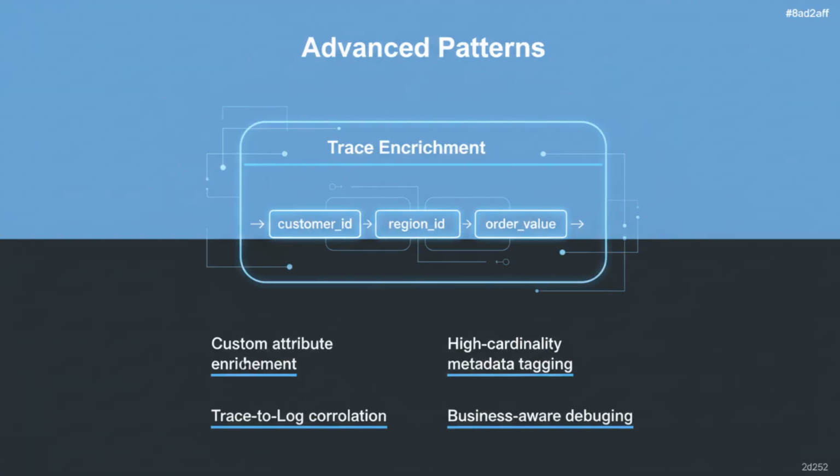A trace ID alone is useful, but trace enrichment makes it invaluable. By attaching custom attributes like customer ID, region ID, or order value to your spans, you can perform business-aware debugging. Imagine being able to filter all traces for a specific premium customer who is experiencing slow checkouts. Furthermore, correlating traces with logs is essential. By injecting the trace ID into your log statements, your logging platform can provide a link directly to the relevant trace. This creates a seamless workflow where a log error leads you directly to the full distributed context of that failure.